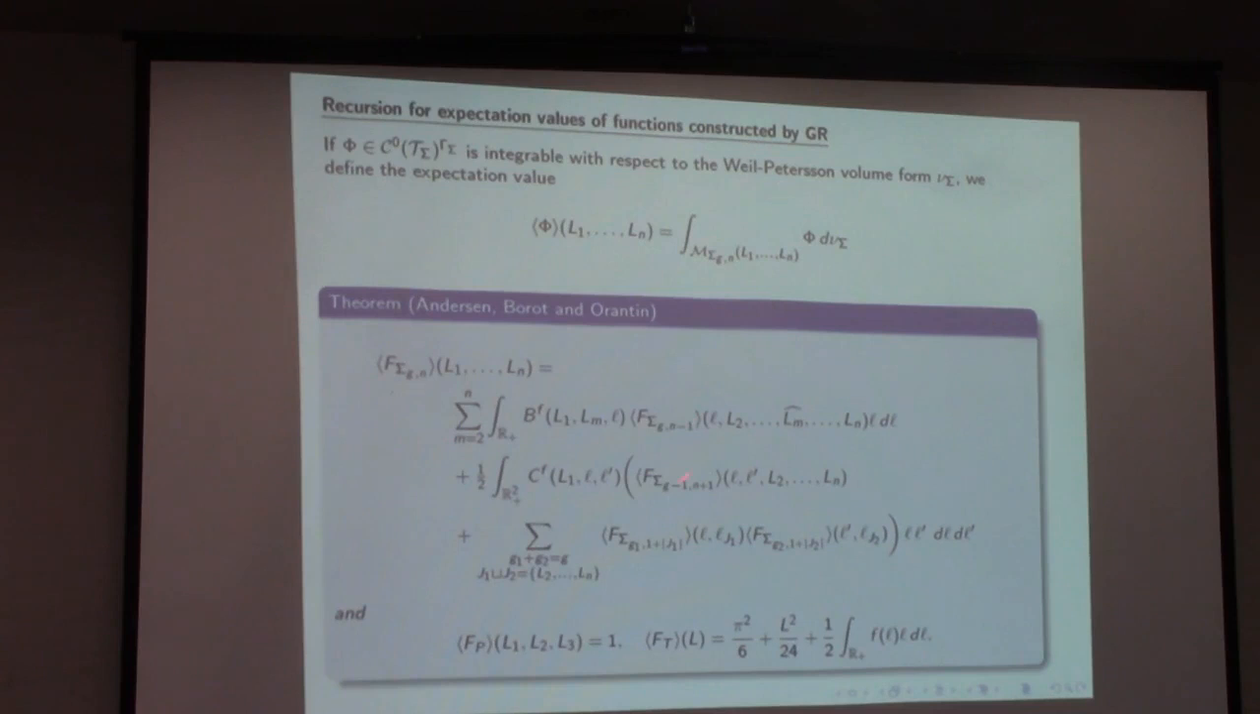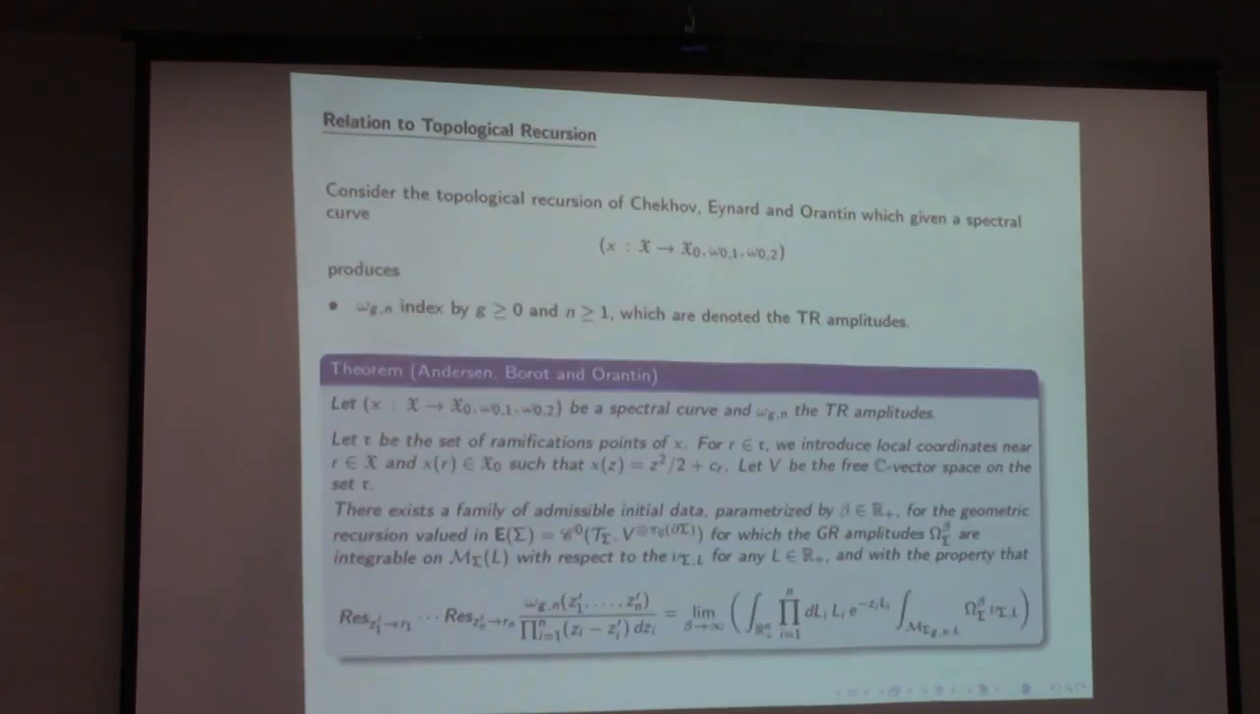Actually, I'm only doing it for this specific function, but it turns out that any production from GR will satisfy this recursion on averages if they're integrable. And so this is actually just a manifestation of topological recursion. And I'll just show you exactly how now.